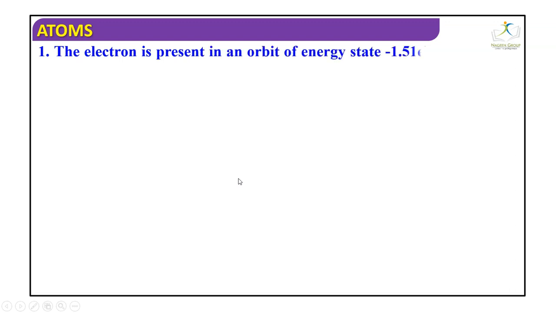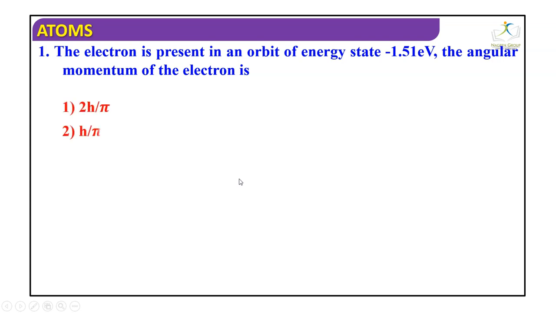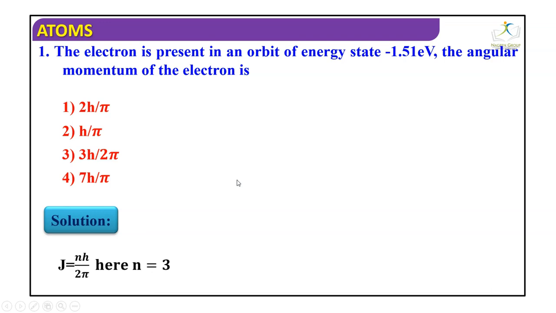An electron is present in an orbit of energy state minus 1.51 electron volt. The angular momentum of the electron is 2h by pi, h by pi, 3h by 2 pi, or 7h by pi. So the correct answer for this question: J is equal to nh by 2 pi, we know. Here n is equal to 3. So the correct answer is 3h by 2 pi.